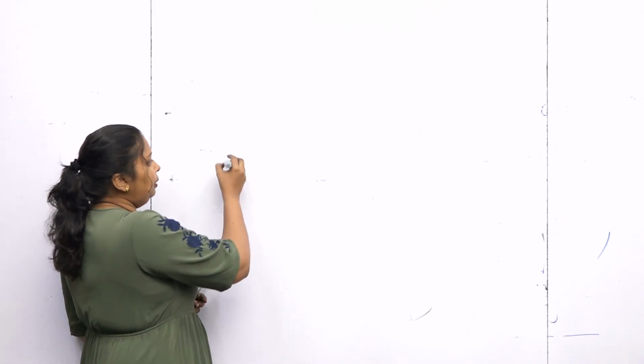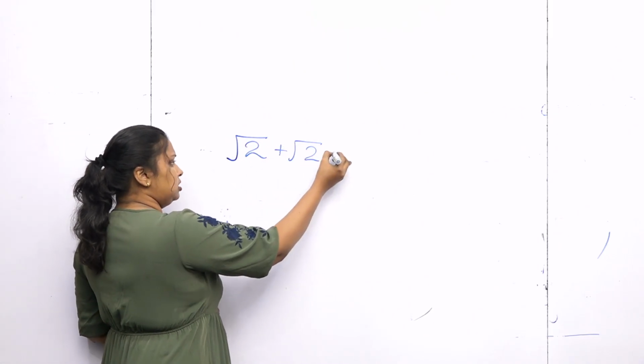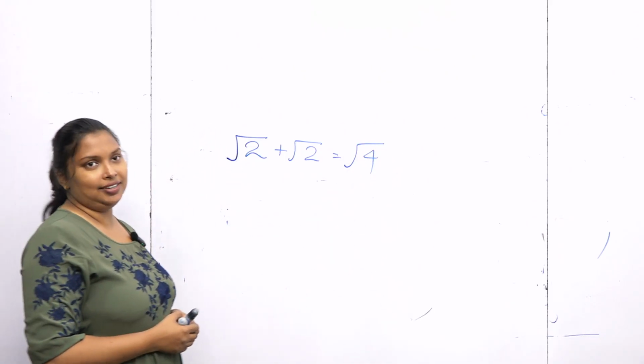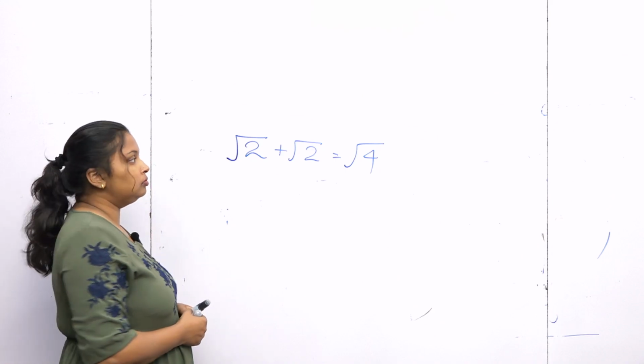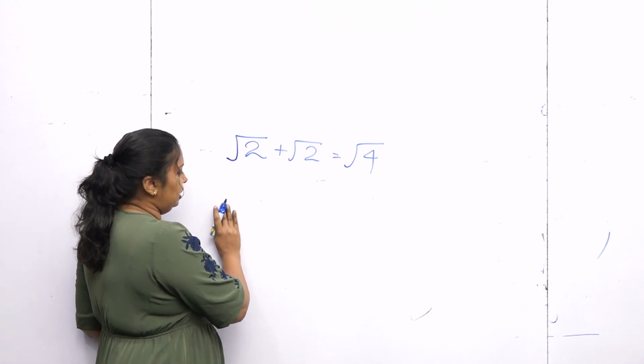So can we add two surds and write like this? Is this correct? Is this correct? No, this is not correct. This is wrong. Clear? I will explain this one.